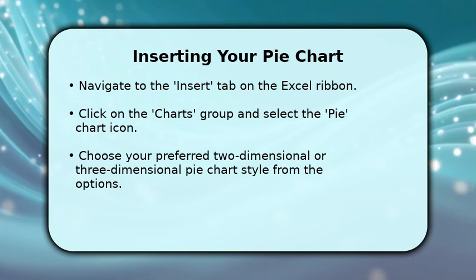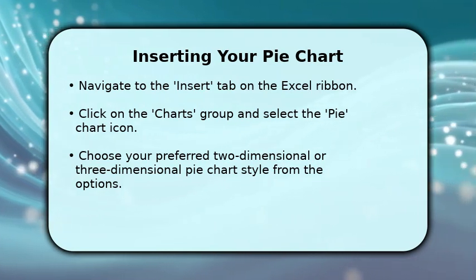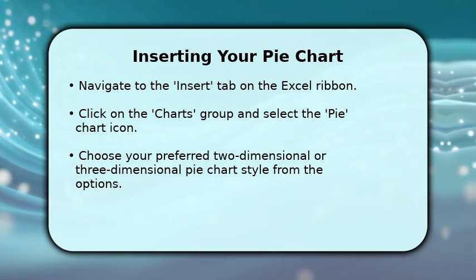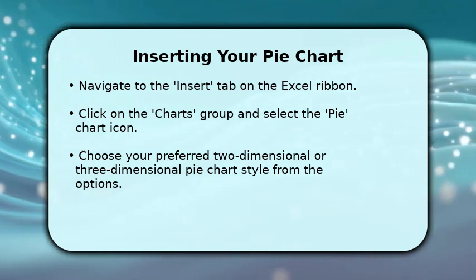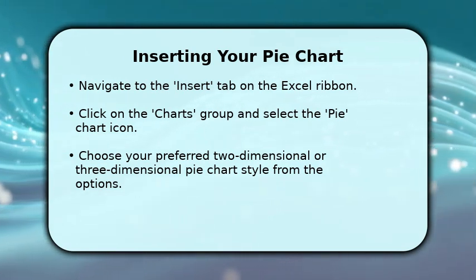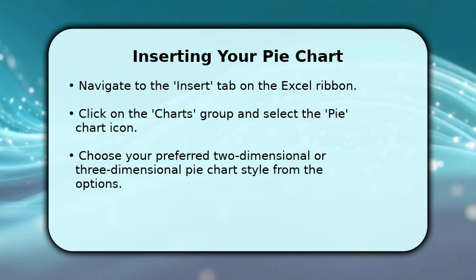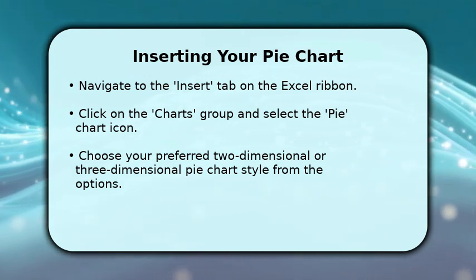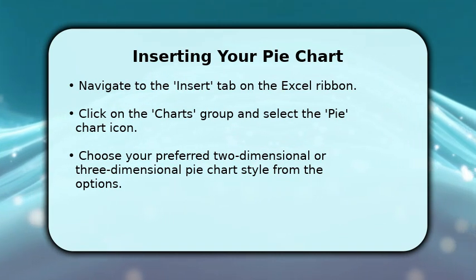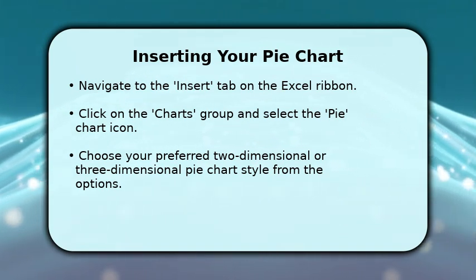Now that your data is selected, head over to the Insert tab at the top of your Excel window. Look for the Charts group, and you'll see an icon that looks like a pie. Click on it, and a drop-down menu will appear, offering various pie chart styles. You can pick a simple two-dimensional pie or a more visually engaging three-dimensional one. Select the style that best suits your presentation needs.